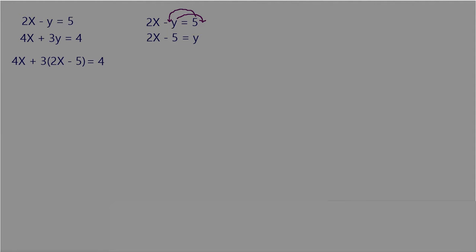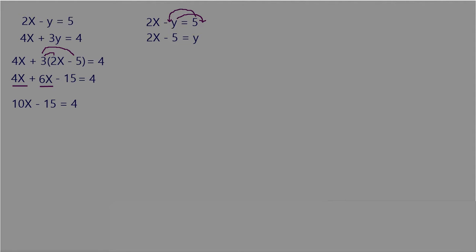We can now go ahead and use the distributive law to clear the brackets. 3 times 2x equals 6x. 3 times minus 5 gives minus 15. We make the equation equal back 4. We have to look for like terms now. 4x and 6x are like terms, so we can add them. 4x plus 6x equals 10x.